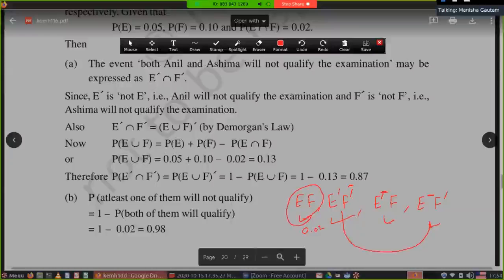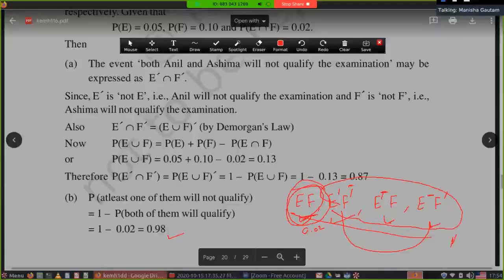Or if I subtract the probability of EF, E and F both qualifying the exam, from 1, the total probability will be 1. If I subtract the probability of this case, then I will get the remaining part of the answer. It means 1 minus 0.02, you will get 0.98. This is the probability that at least one of them will not qualify.